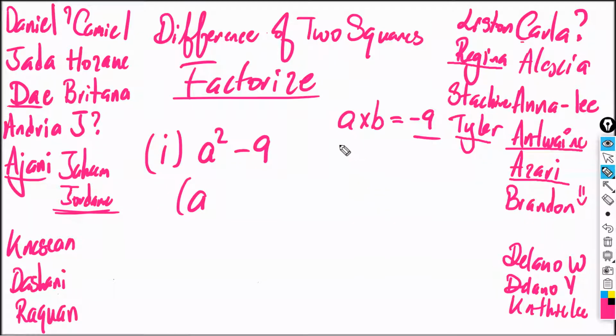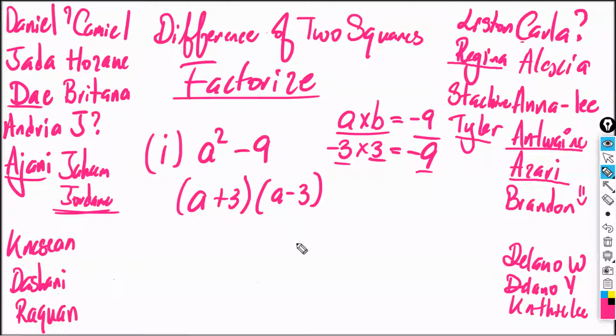Which two numbers when you multiply will give you minus 9? 3, sir. 3 and what? 3 and negative 3, sir. All right. That's what you need. Positive 3 times negative 3 will give you minus 9. So that's all you need, guys. You don't need the adding one because there's nothing in the middle. So you're just going to end up with a plus 3 times a minus 3. Does that make sense, everybody? Very easy to understand.